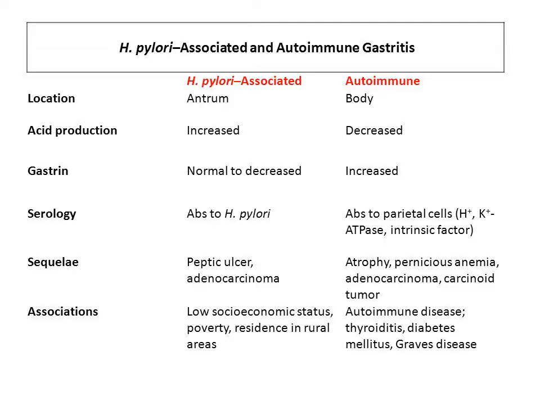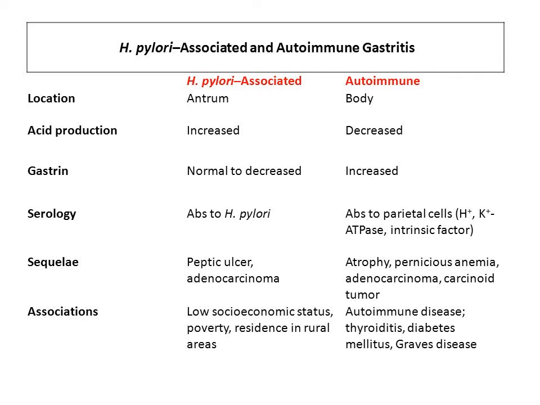So these are the important differences between H. pylori associated gastritis and autoimmune gastritis. When we talk about the location, H. pylori is present in the antrum, and autoimmune gastritis affects the body. Acid production is increased in H. pylori while it is decreased in autoimmune. Acid production can even be decreased in H. pylori, but not that much decreased. Generally speaking, it is increased in H. pylori associated gastritis. Gastrin secretion is always increased in autoimmune, while it may remain normal or decrease in H. pylori associated gastritis.